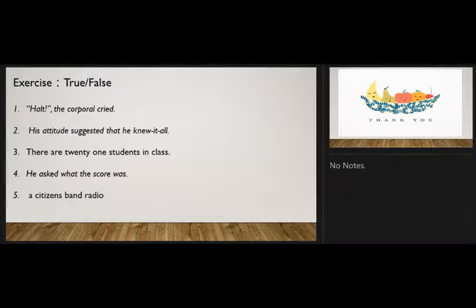Yeah, it's "first" because "knew it all" is an adjective in this sentence, but we need a verb here, so we do not need the dash between the words. And the third one, there are 21 students in class. Yeah, 21, because 20 is a big number ending with y, so if it connects with another number, we need a dash between it.